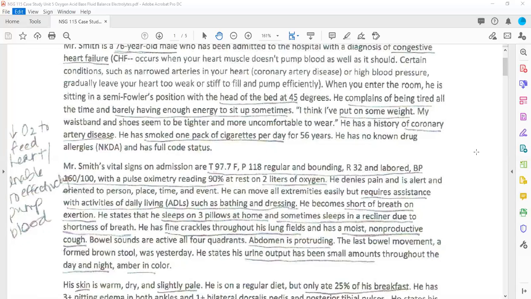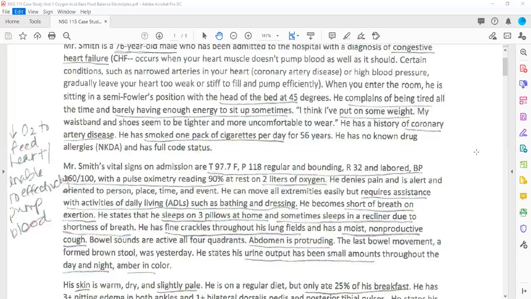He's got fine crackles throughout his lung fields. So he's got adventitious or abnormal lung sounds, and that could be fluid in the lungs, and has a moist, non-productive cough. So that means that we can kind of hear things rattling around in there, but he's not coughing anything up. And sometimes that can be fluid that's way down in your lungs. That's not really infection or phlegm per se, but it is fluid that's trapped down in there.